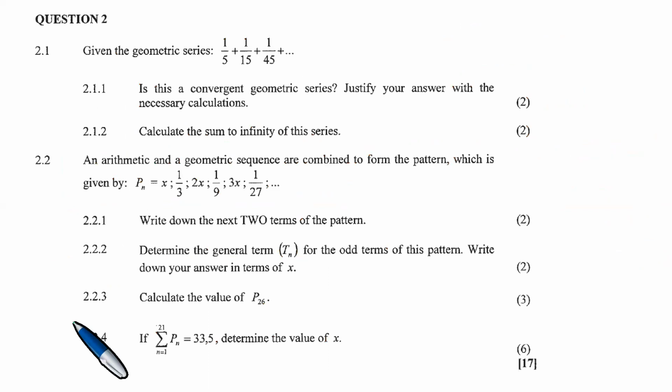Right, question 2 is based on sequence and series. We have the geometric series, we have the convergent geometric series, we have the sum to infinity, we have the next two terms of the pattern, we have the odd terms, we have the P26 and the sigma notation of the summation as well. Right, so we continue to solve the question. Let's solve now 2.1.1. Given the geometric series, is this a convergent geometric series? Justify your answer with the necessary calculations. We solve.